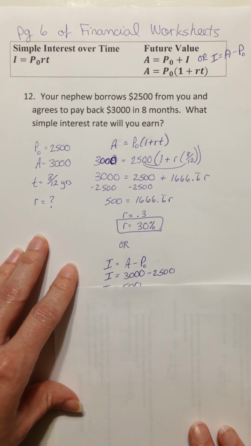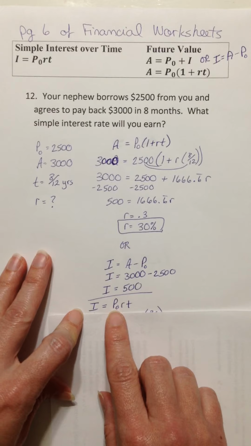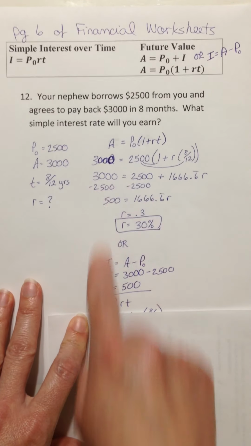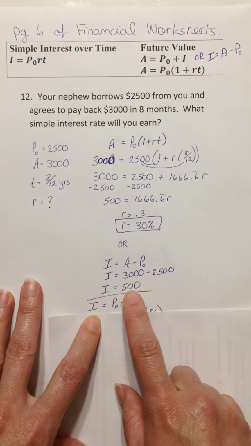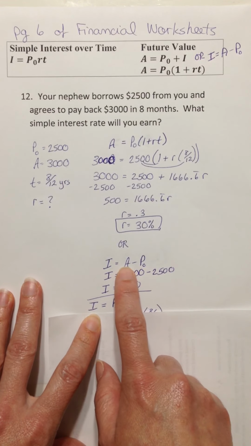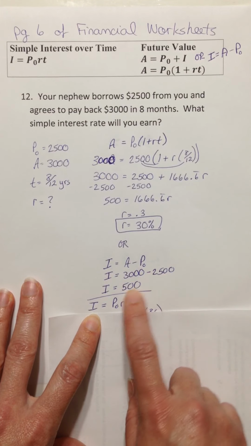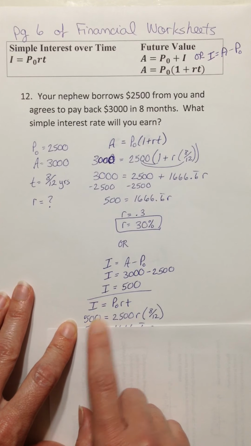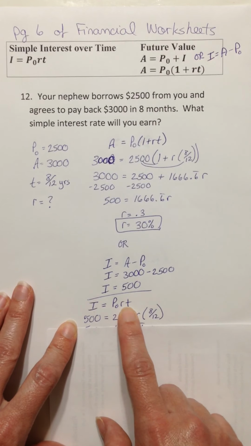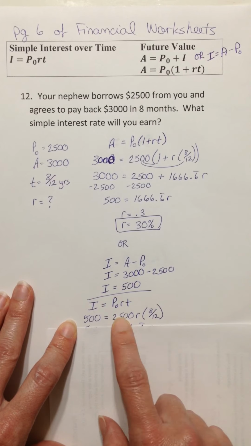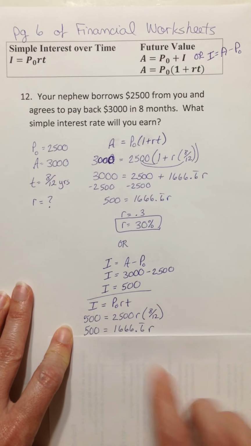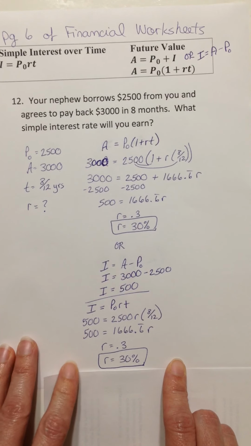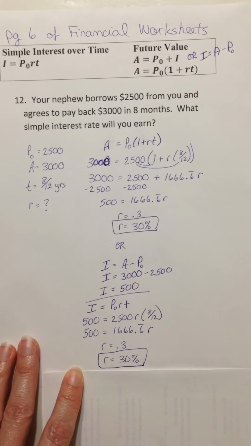Now you could use this formula, I equals PRT, but you cannot plug 3,000 into I because that's the A. To find the I, you would have to subtract the future value minus the principal to get 500. Then you could use this formula with 500 in for I, 2,500 in for P, T equals 8/12. Multiply these two and then divide by the 1,666.6 repeating to get 0.3, multiply by 100 to get 30%.